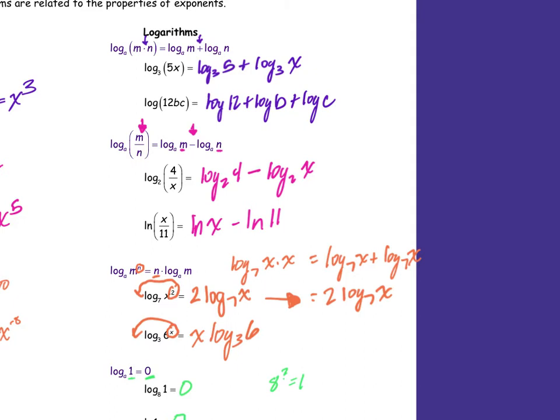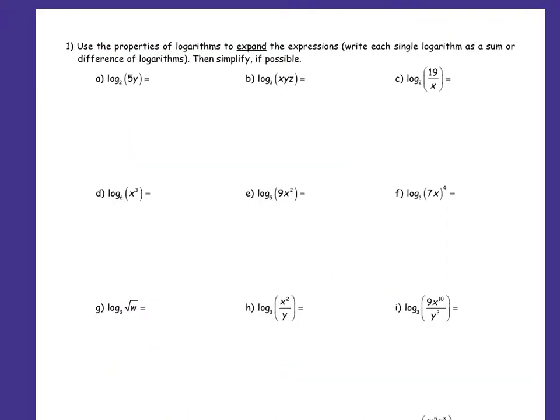Okay. So basically now I'm going to use those rules. I'm going to use the properties to expand the expressions. So write each single logarithm as a sum or difference of logs and simplify if possible. So if I can simplify, I'm going to. Most of them I can't, just so you guys know, but some of them we can simplify and we have to, okay? So I'm going to work through these. We're going to kind of do this together.